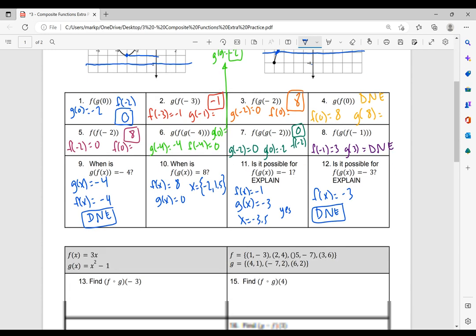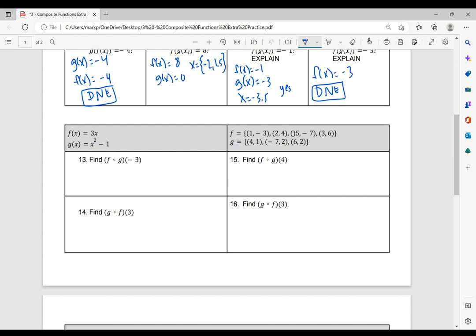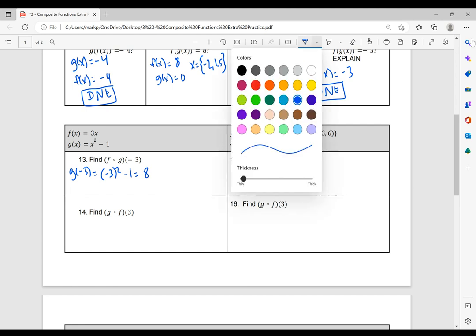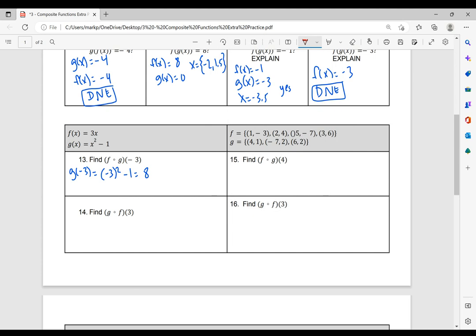All right, on to the next ones. Find f of g of -3. We're going to start with g of -3, and we're going to go to the g function. So -3 squared minus 1. So 9 minus 1 is 8. Now from here, I will do f of 8. So 3 times 8 is 24.